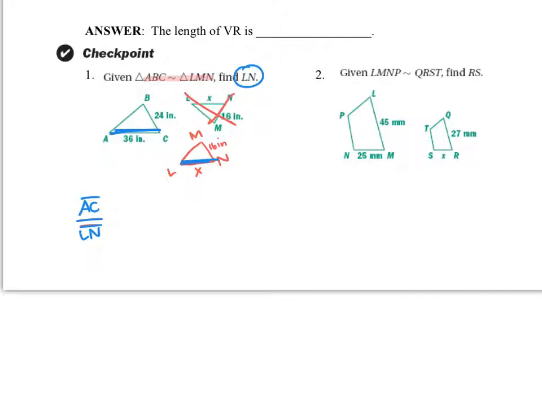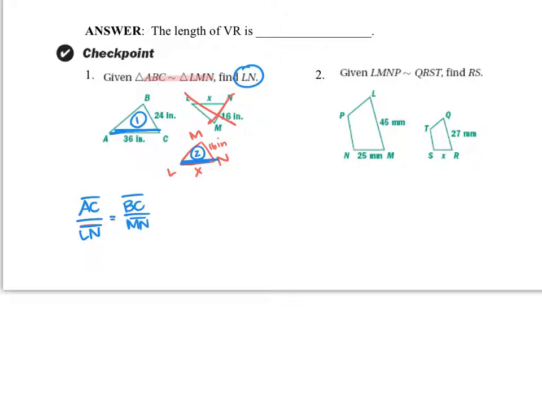Now, I'm going to choose another pair of corresponding sides. I have chosen to put this shape on the top of the ratio and this shape on the bottom, and so I need to stay consistent with that in my second ratio. So I'm going to put BC over MN.